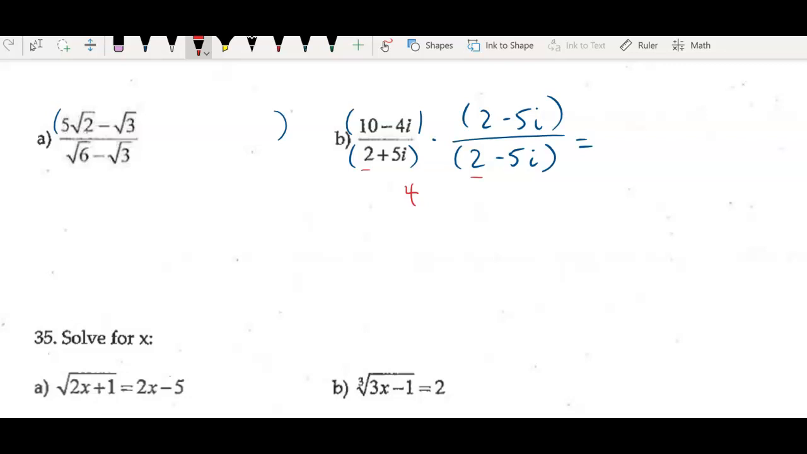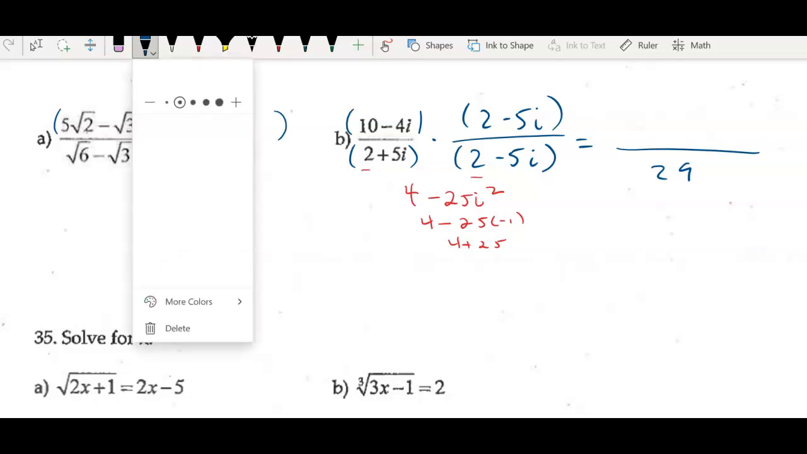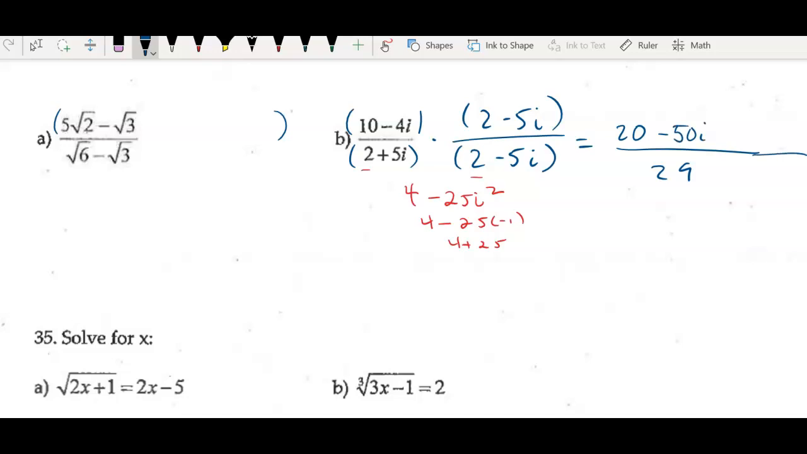Plus 5i minus 5i is minus 25i squared. I squared is negative 1. It's 4 plus 25. My denominator simply becomes 29. The numerator's a little more complicated. You've got to FOIL. Let's FOIL it. 10 times 2, 20. 10 times that, that's negative 50i. Negative 4i times 2 is negative 8i.